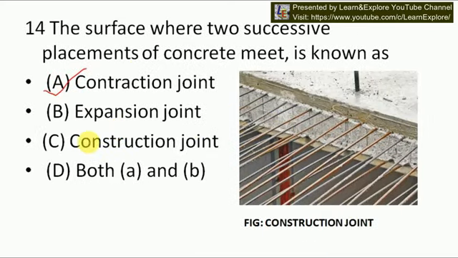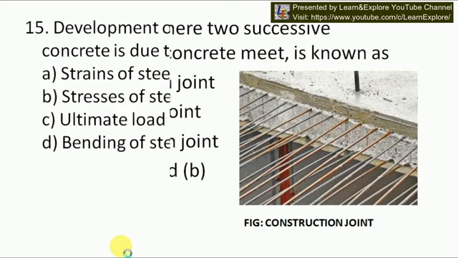Our next question is, the surface where two successive placements of concrete meet is known as A, contraction joint, B, expansion joint, C, construction joint and D, both A and B. Okay, so our answer will be C, that is construction joint. Okay friends, our answer will be C, construction joint, right?